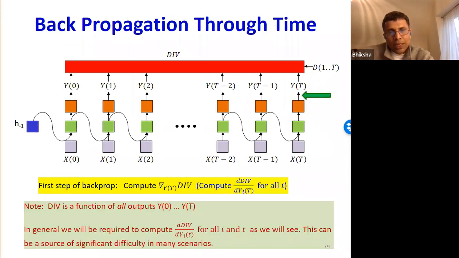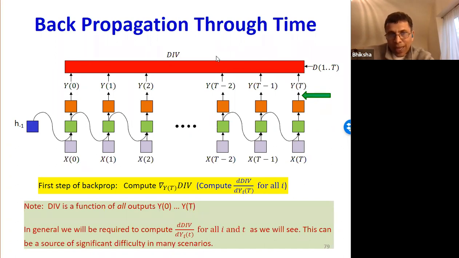So now, as the first step of backpropagation through time, we are going to compute the derivative of the divergence. Again, remember this is the divergence between two sequences. And we're going to compute the derivative of this divergence with respect to the final output of the network, y_t.